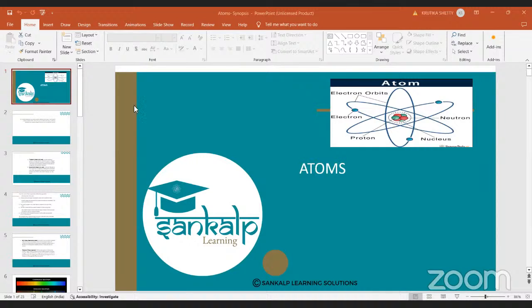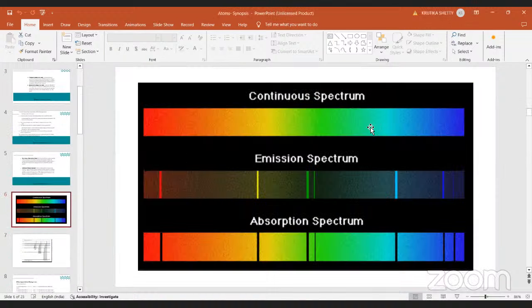Good morning, students. Today we are discussing the last part of the chapter. Yesterday we discussed the spectrum, that is the absorption spectrum and the emission spectrum. I told you that today I'll show you the diagrams. Here you can see a continuous spectrum, but we don't have that.